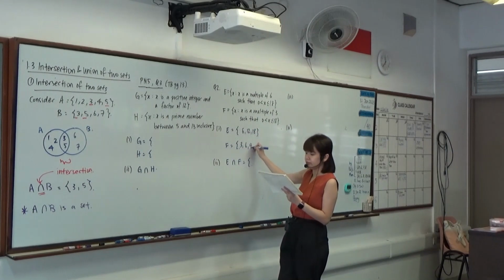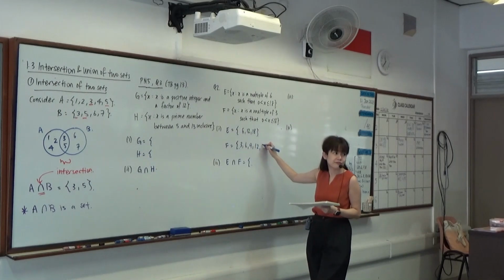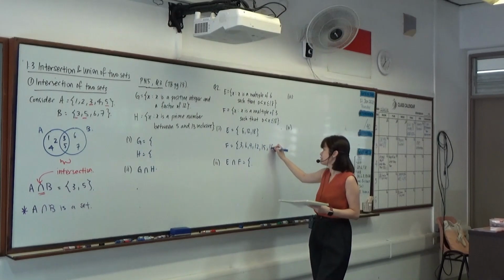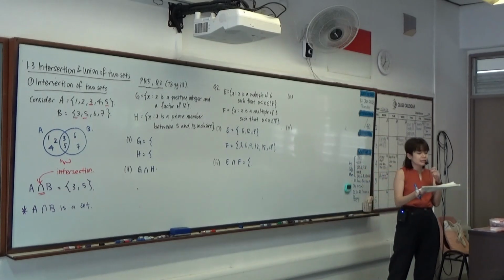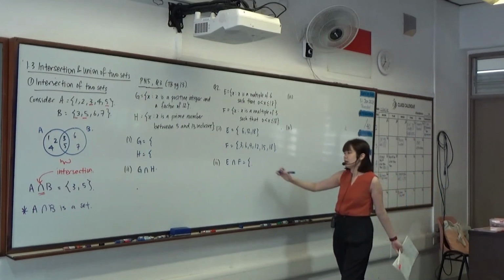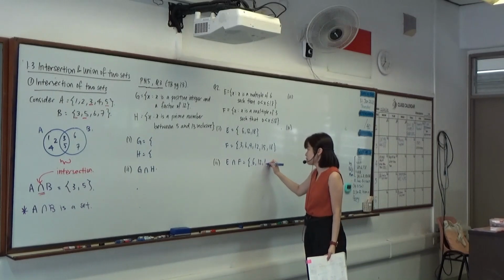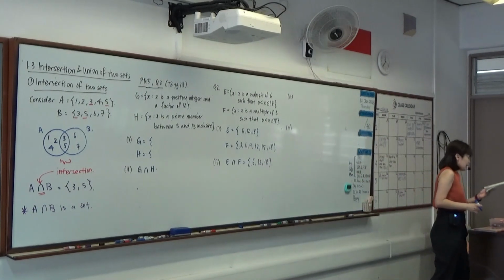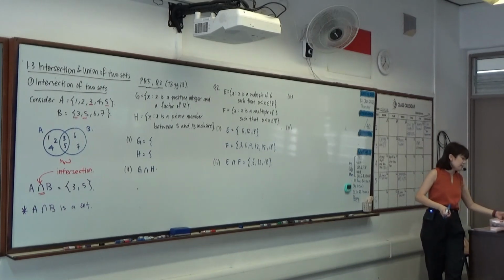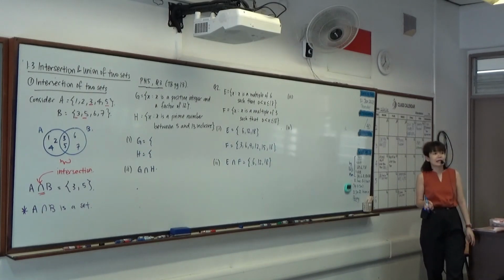3, 6, 9, 12, 15, 18. Okay, so these are the elements in E and F. Then we want to find the intersection of E and F. I think that it shouldn't be an issue as well, so we get 6, 12, and 18, right? Okay. The issue that I have is the way that most of you are drawing your Venn diagrams.